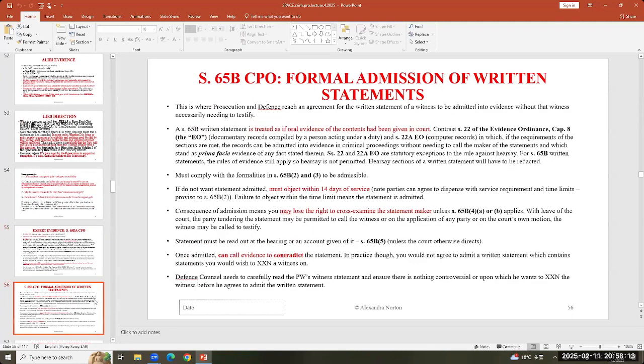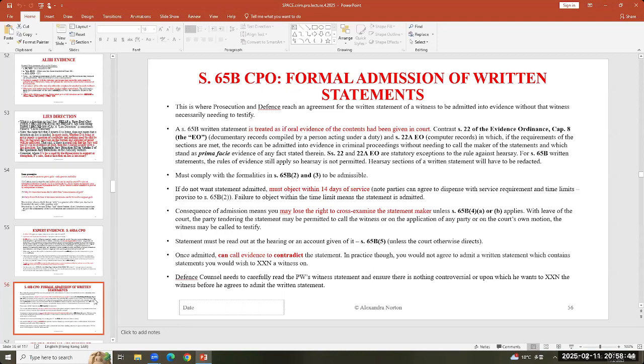Section 65B, hopefully you remember, this is Section 65B and C are effectively time management devices. These are where both sides agree that certain evidence can be introduced to save time and costs in the trial. So the aim of it is to narrow the issues in dispute. So Section 65B relates to the formal admission of written statements.